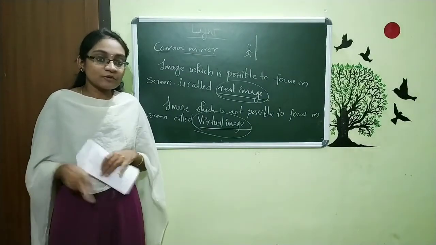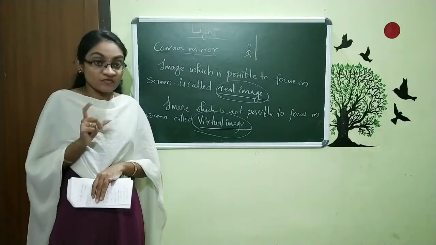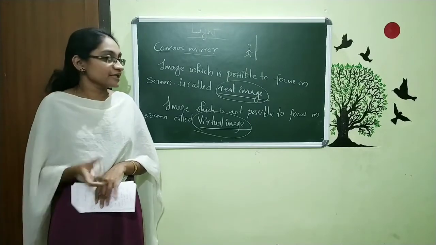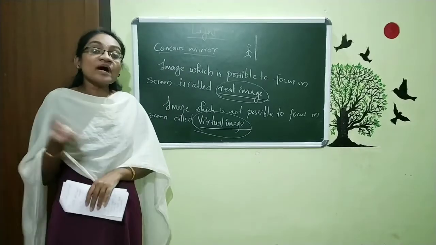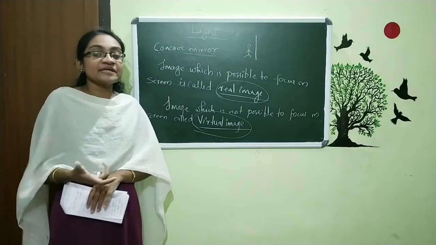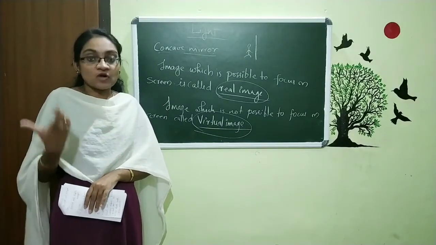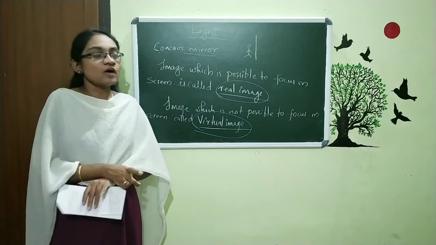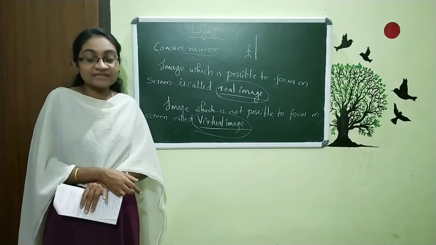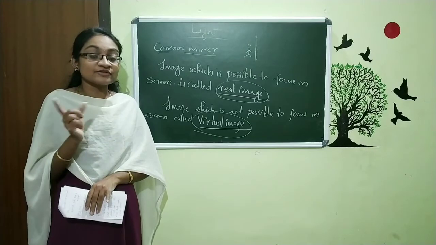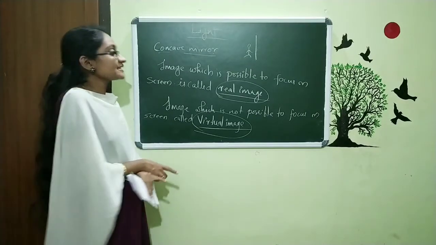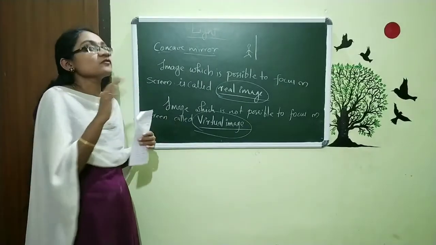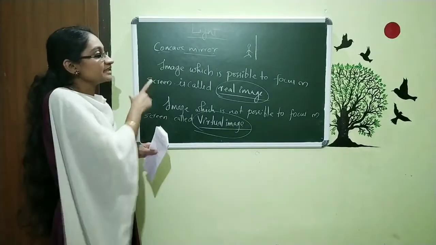Today we discussed two types of mirror, the convex mirror and the concave mirror. Then we discussed what a real image and a virtual image are, and the peculiarities of the image made by the convex mirror and concave mirror. All these things we discussed in today's class. And for the next class, you want to study this. In the coming class, we will discuss the peculiarity of the image formed in a concave mirror.